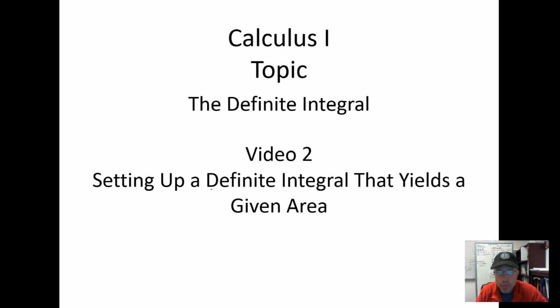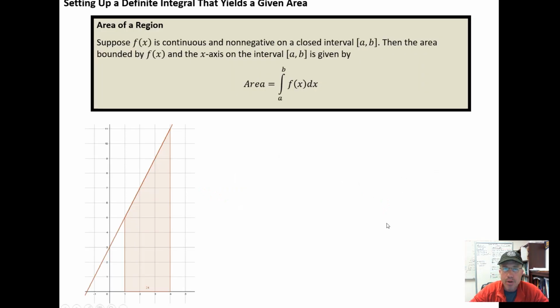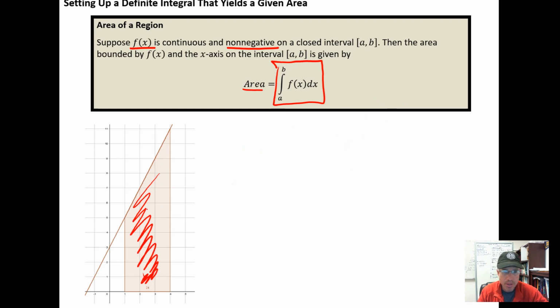So in this video, we're going to go over how to set up a definite integral that represents or yields a given area. The key that we want to recognize is that the definite integral represents signed area under the curve, and if your function is non-negative, it's going to actually be a positive area under the curve. So in this picture right here, I have a shaded area, and the task is to set up the definite integral that represents that shaded area.